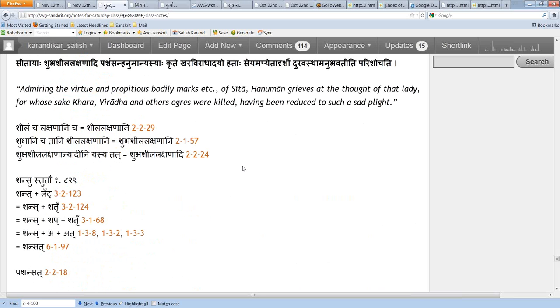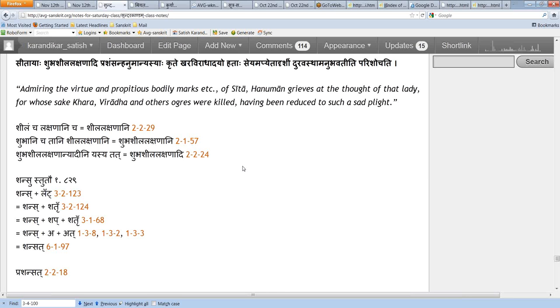Sitayaha Shubha Shila Lakshanadi Prashamsan Hanuman Yasyaha Krite Khara Viradhadayo Hataha Seyam Apyetadrishim Duravastham Anubhavati iti Parishochati. Okay, we'll try the Padacheda first, Ravi.